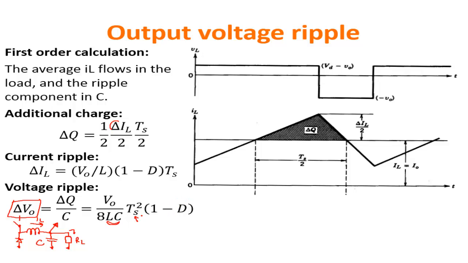There are two things that need to be noticed here. The ripple is very much dependent on the switching period. So the faster the switching of the switches, the smaller Ts and the smaller the ripple, as one can imagine. And it also depends on this LC. You remember that 1 over square root of LC is the cutoff frequency of the filter. So if you want to reduce the ripple, you need to have a high inductance and a high capacitor.